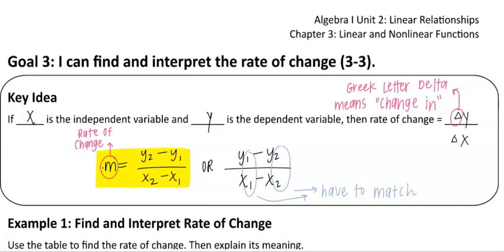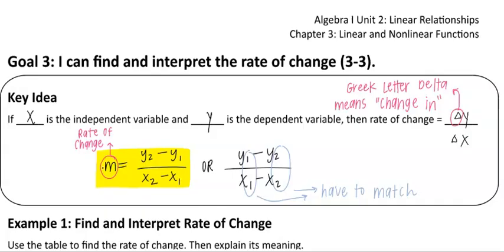Now you can switch this up. If you want to do the first y minus the second y, that's fine. You just have to keep it matching on the bottom. So if you do the first y minus the second y on top, you have to do the first x minus the second x on the bottom. Just like we were talking about making note cards for your standard form equation, I would make a note card for this rate of change equation because it's something you'll have to have memorized. You have to know how to find the rate of change, or in other words, the slope of a line.